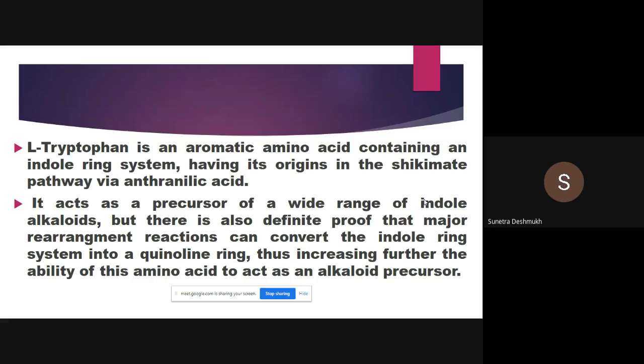L-tryptophan is an aromatic amino acid containing an indole ring system, having its origin in the shikimate pathway via anthranilic acid. We'll see on the next slide how we can synthesize tryptophan from anthranilic acid via the shikimic acid pathway. It acts as a precursor of a wide range of indole alkaloids, but there is also definite proof that major rearrangement reactions can convert the indole ring system into a quinoline ring, thus increasing further the ability of this amino acid to act as an alkaloid precursor. We'll see now how to synthesize tryptophan from anthranilic acid.